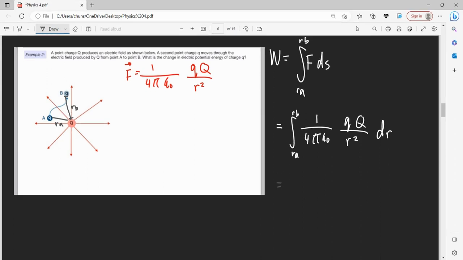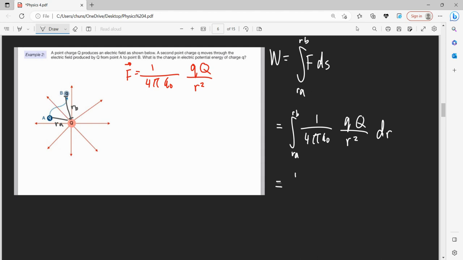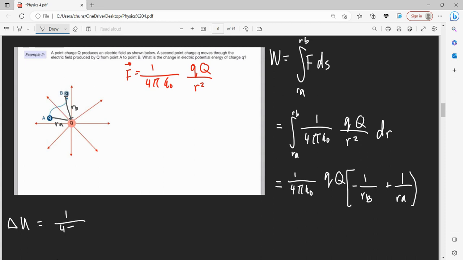So with that same knowledge, we can find what our constants are and move them outside of our integral. So then this is 1 over 4 pi epsilon naught. And then this will leave us with negative 1 over rb plus 1 over ra. And this is our work. And then to go to our electric potential energy, we just add a minus sign. So we're changing our signs. So then that means inside of our brackets, our bounds are 1 over rb minus 1 over ra.